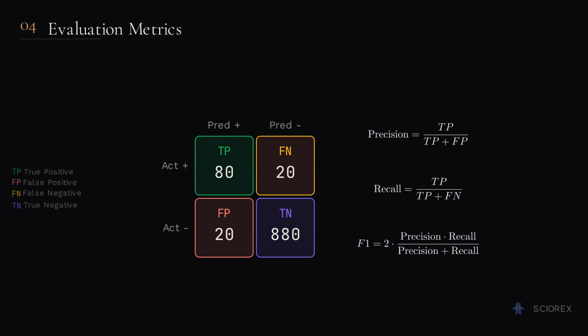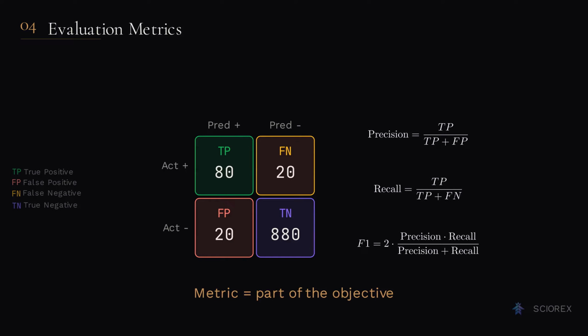F1 score is one way to balance them. It is the harmonic mean of precision and recall. It penalizes you if either one is low. The bigger lesson, your metric should match your actual goal. In a spam filter, maybe a few false positives are acceptable. In cancer screening, missing a real case is far worse than a false alarm. The choice of metric is a design decision, not an afterthought.